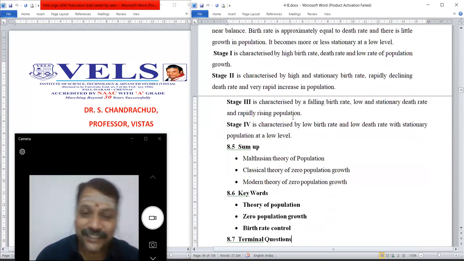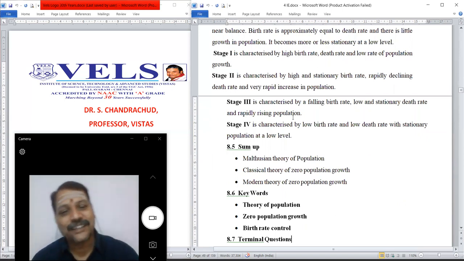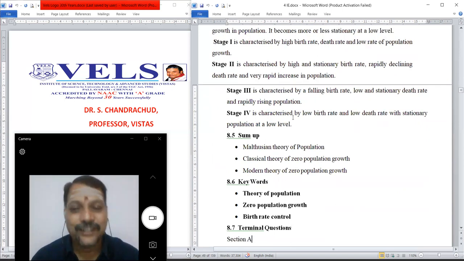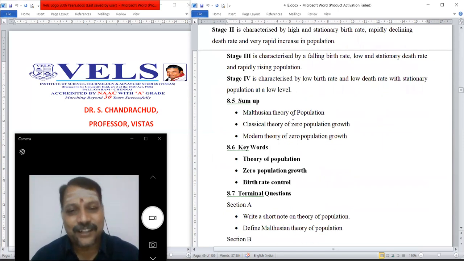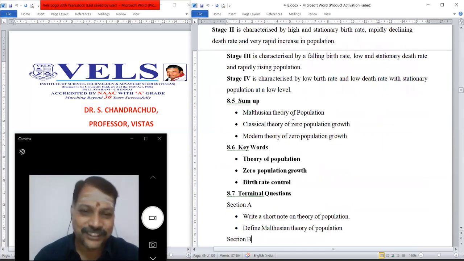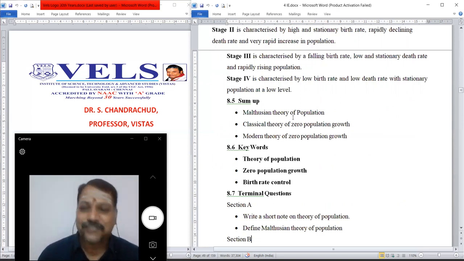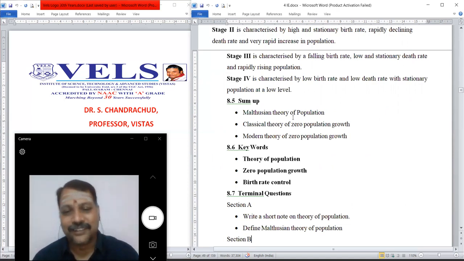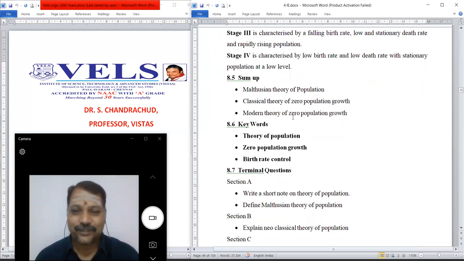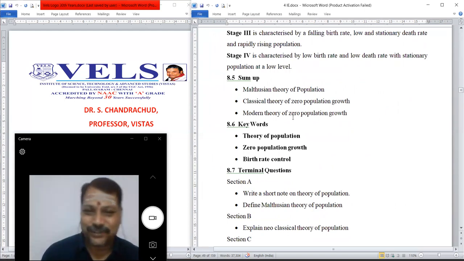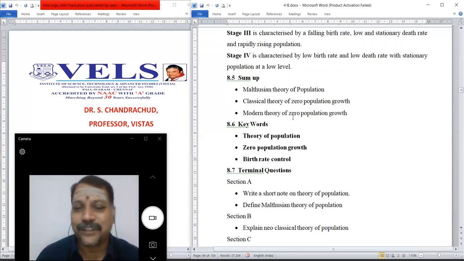One is the classical theory, the second is the neoclassical theory, and the third is the modern theory. All three theories are important. A Section C question is there in the semester examination. The keywords are population, zero population growth, birth rate, death rate, fertility rate, mortality rate, morbidity rate. These are the technical terms that we have used in this particular theory.